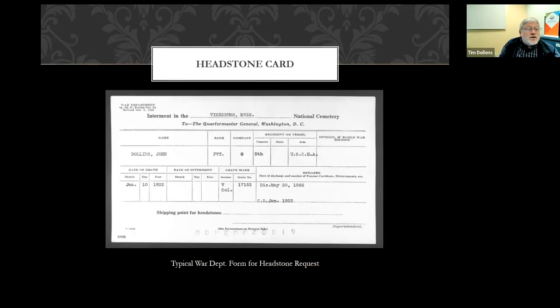A headstone card. So if a person is buried and they have a headstone, this gives the company they're from. It shows where the cemetery stone is within the Vicksburg, Mississippi National Cemetery. So all these things are important for you to know because they're telling you where a person served, what unit, what association, and then those are gonna all lead to other records that are beneficial to your family research. And this is a typical form for a headstone request.